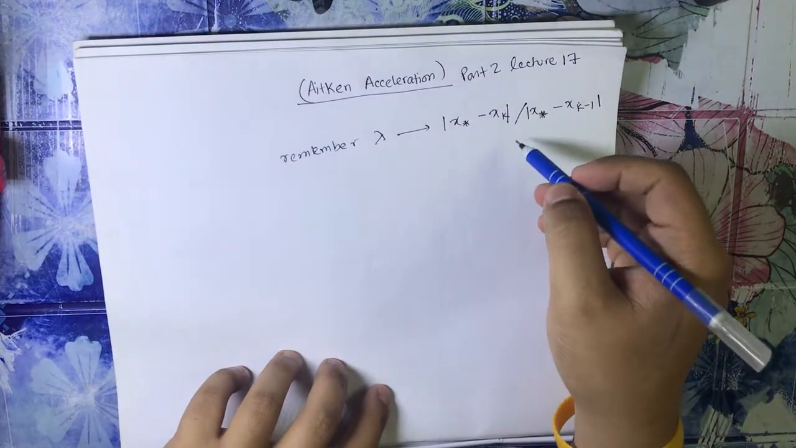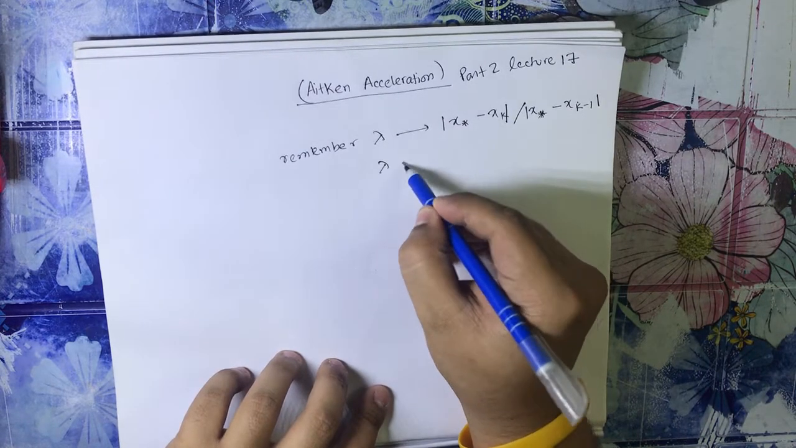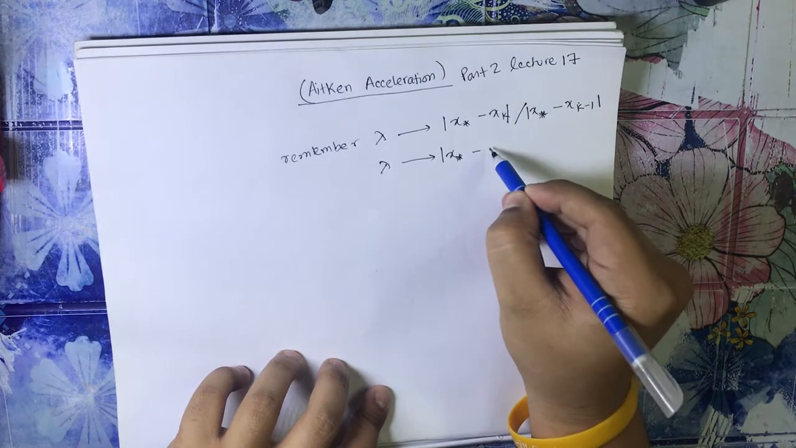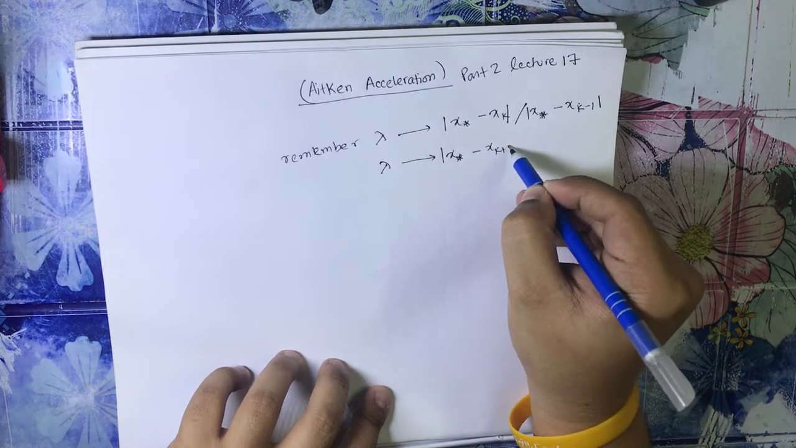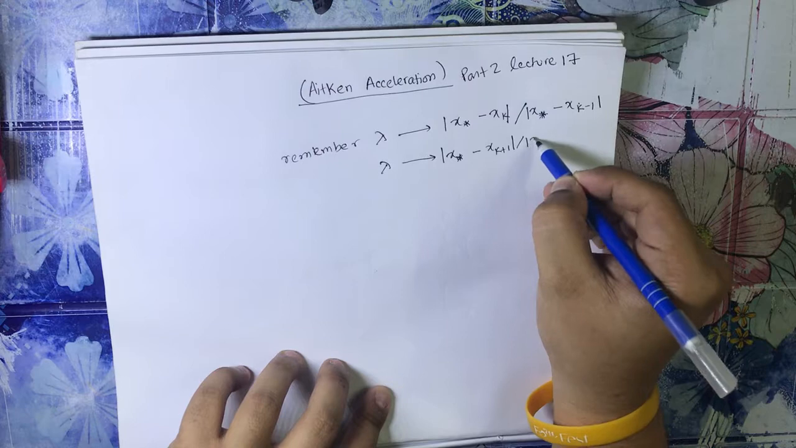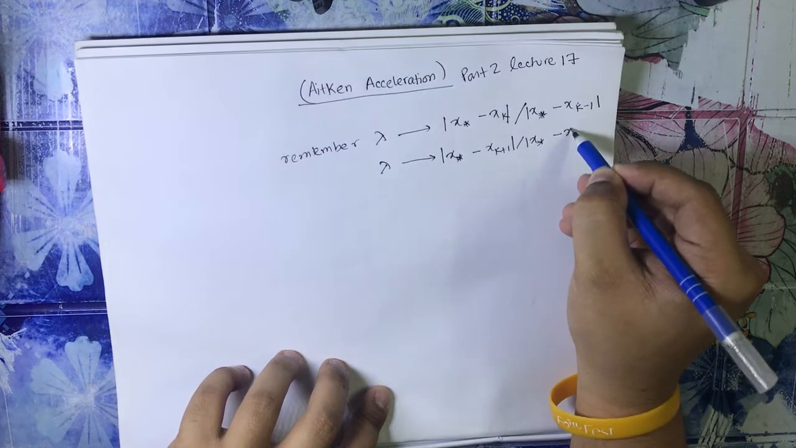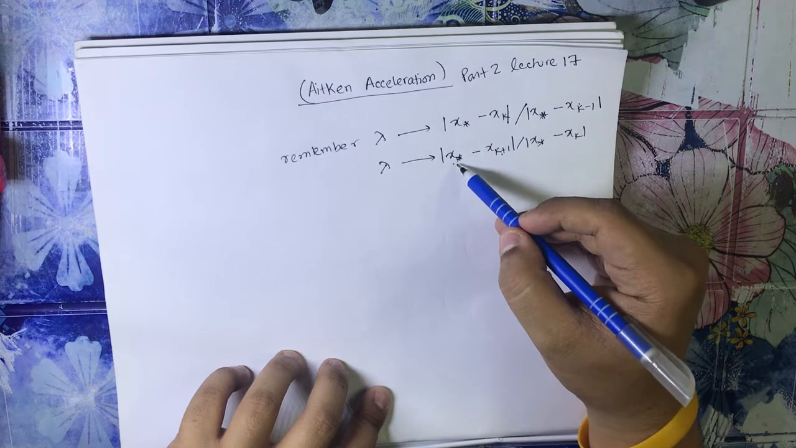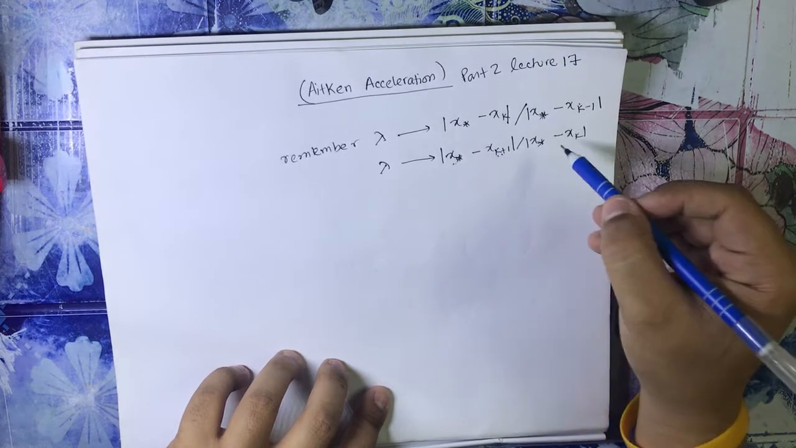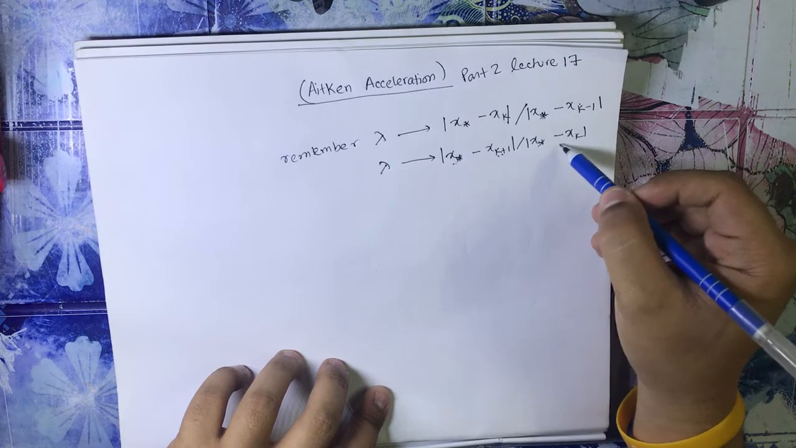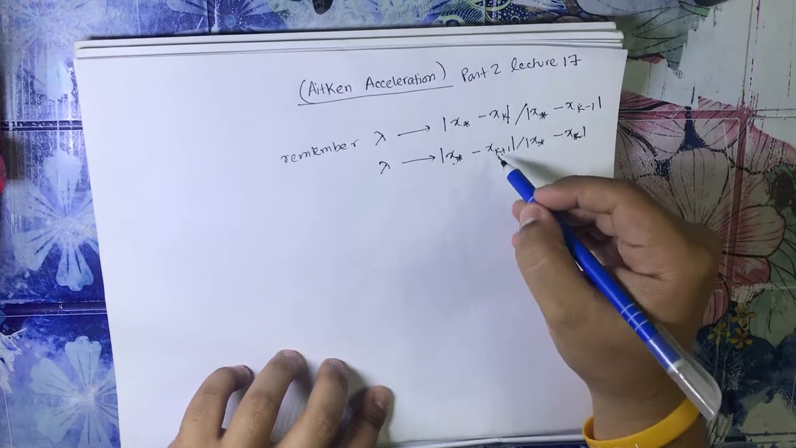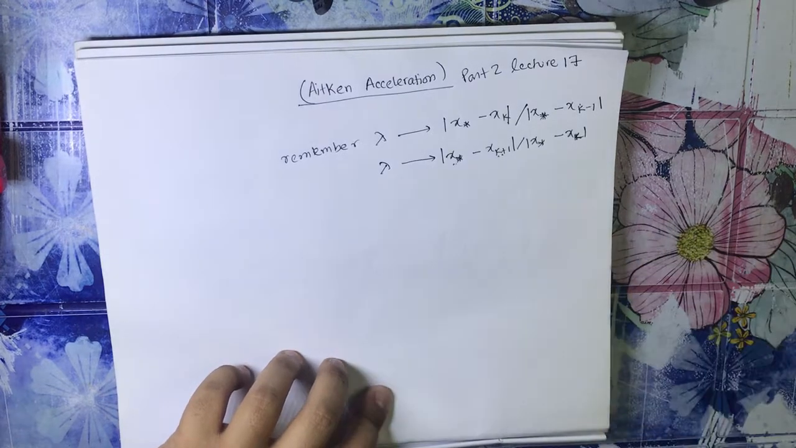We can also write this in this way. Lambda can be basically x star minus xk plus 1 divided by x star minus xk. This is basically how far I am from the root in my current step divided by how far I was from the root in my previous step, in my previous iteration.